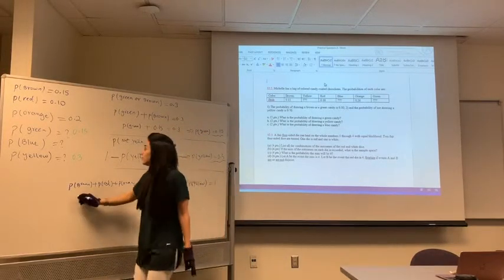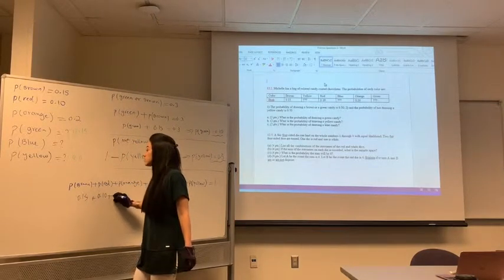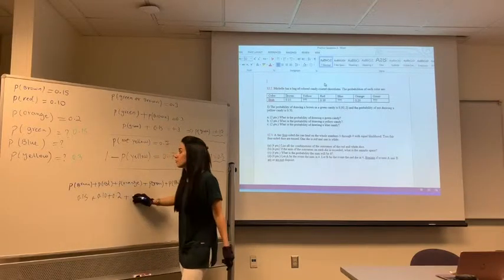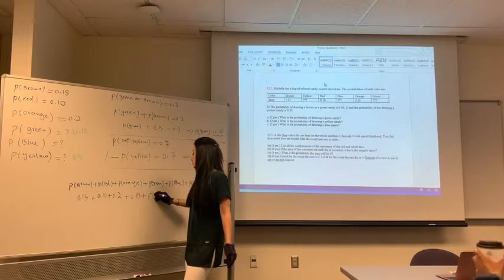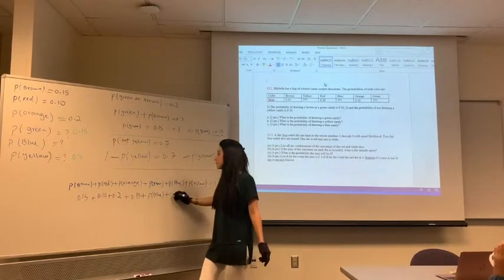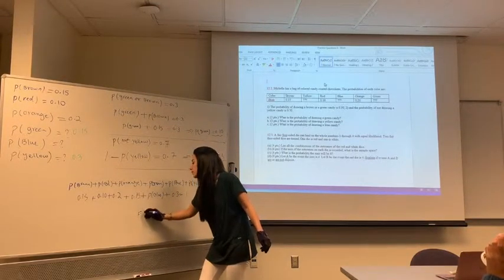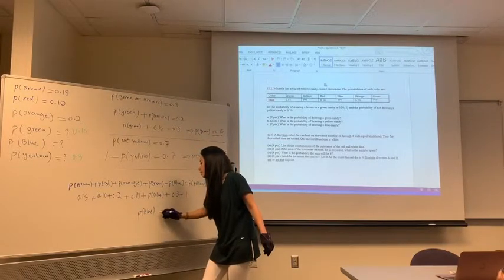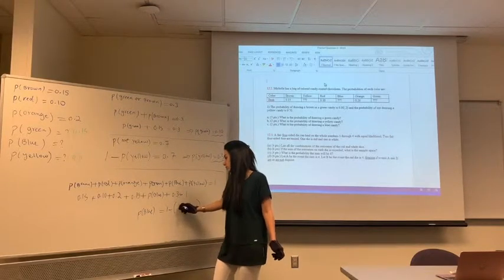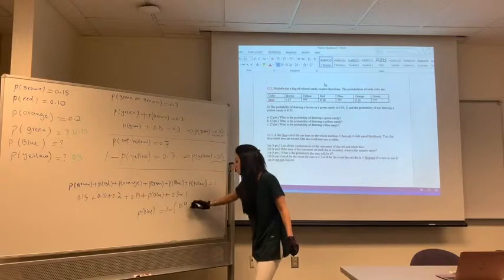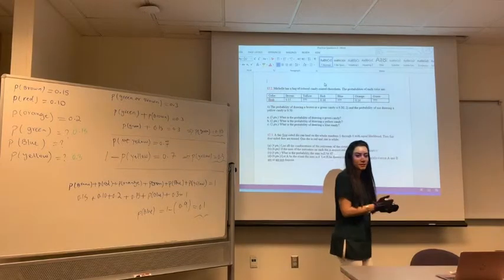So replace each of them. We have 0.15 plus 0.10 plus 0.2 plus, we don't know this, plus yellow 0.3, equal to 1. So the probability of observing blue is 1 minus, add them all together, 0.9. Correct?